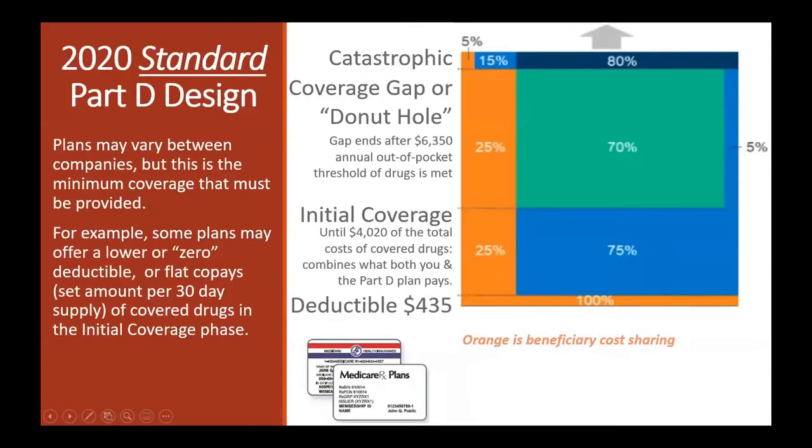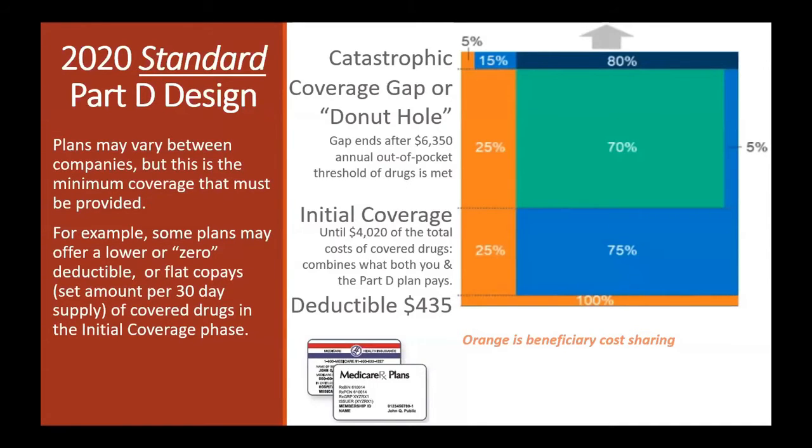So let's talk about Medicare Part D and the levels of coverage. This is a visual of a standard Part D design for 2020. Most plans that I work with do not look like this, but they have to meet at least these minimum coverage requirements to be eligible to be approved to be a Part D plan. So the plans with Part D vary, but this is again the minimum coverage that must be provided.